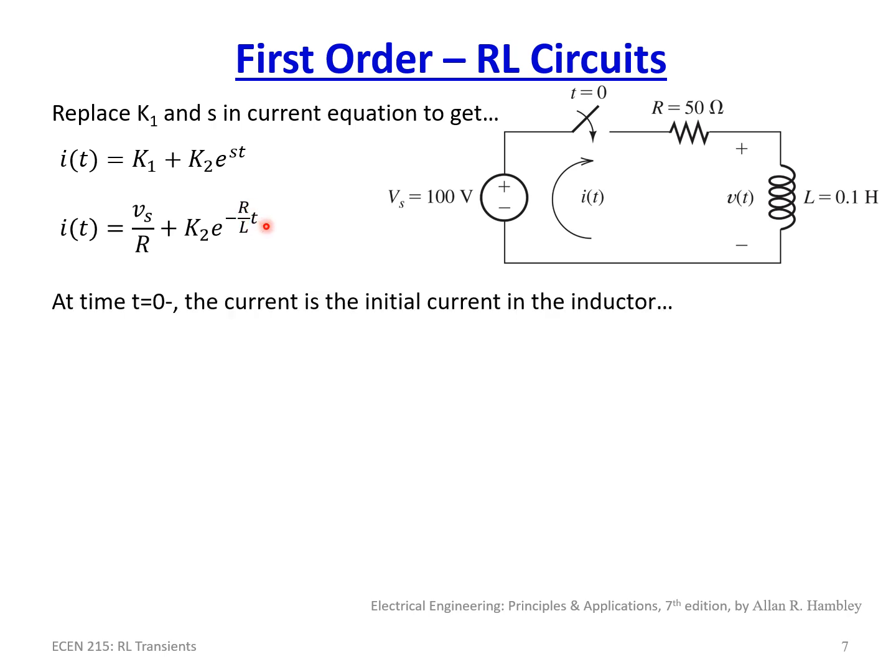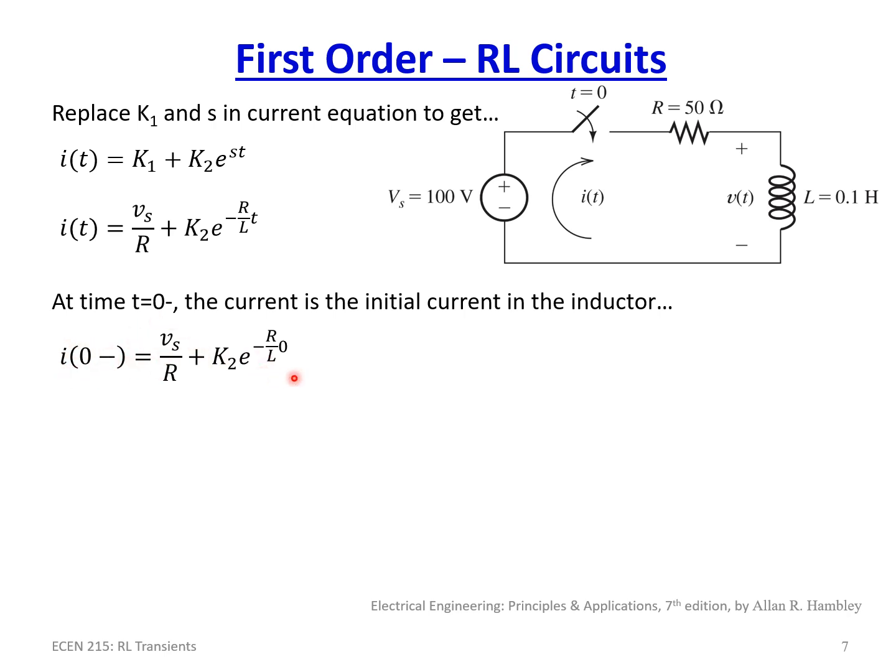And now we need to solve for K2. We know at time equal to 0 minus, or right at 0, the current is the initial current going through the inductor. So i of 0 minus is equal to Vs over R plus K2 e to the minus R over L times 0. That exponential term becomes 1 because you're raising e to the power of 0. So whatever the initial current is going through this inductor, in every problem they're going to tell you. In the case of capacitors, assume the initial voltage is 0, or they'll give you some initial voltage, or an initial current.